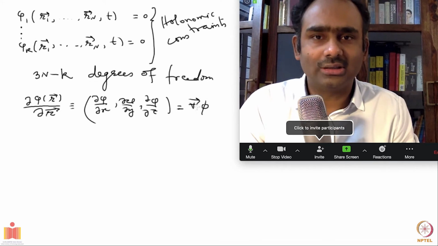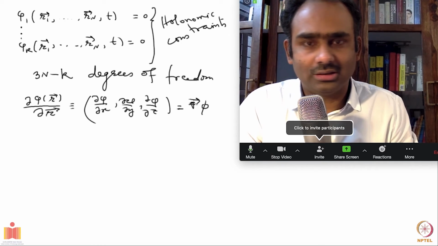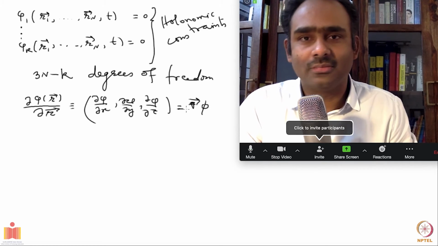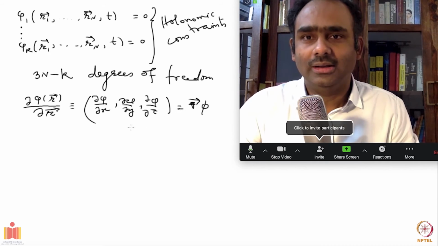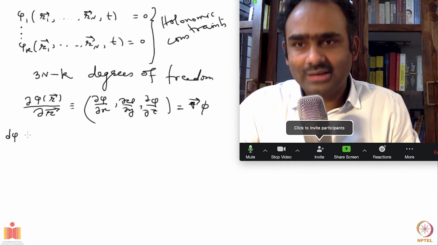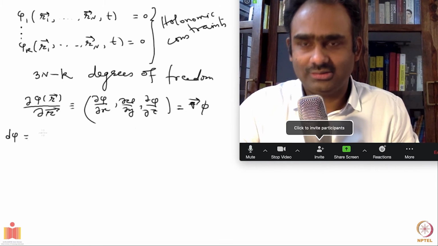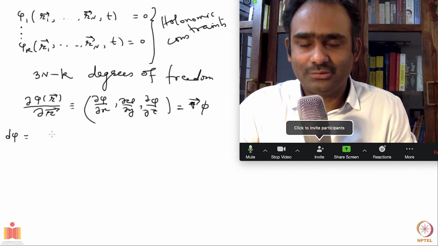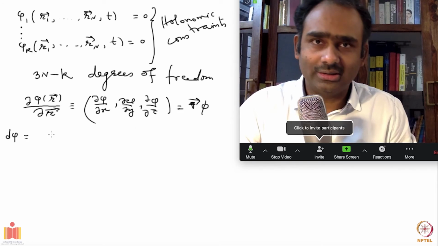This notation you can find in, for example, Landau-Lifshitz or other books, some of the books. Okay, so now if I want to write dφ, I can utilize this notation which I told you just now. So I have to take the partial derivative with respect to all the coordinates.